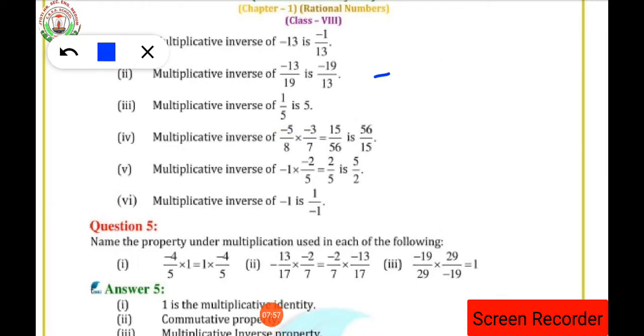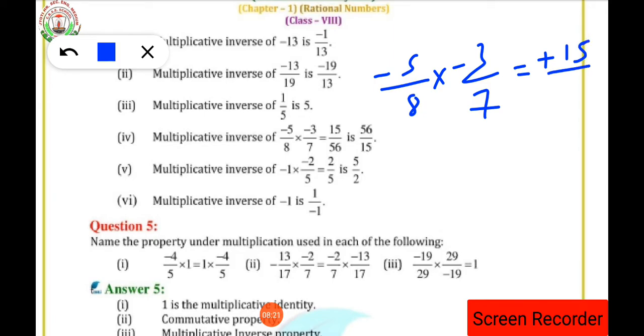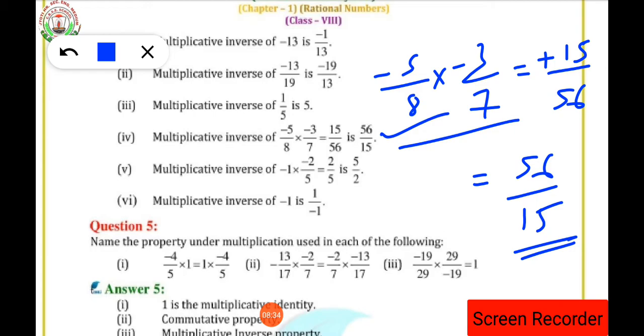So next we are having minus 5 upon 8 into minus 3 by 7. Now you will ask me, teacher, how to solve this? So dear student, first you have to check whether the numerator is getting cancelled. No, it is not getting cancelled. So directly we are going to multiply. Minus will become plus. 5 into 3 will be how much? 15, isn't it? And 7 8s will be 56. In such a condition we have to first simplify the number. Now the reciprocal of that number will be 56 upon 15. So this is the answer for the fourth part.